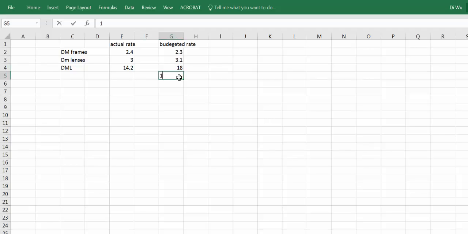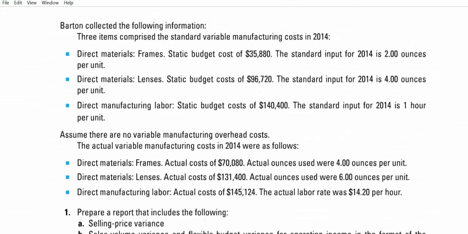We know that this is 1 hour per unit, correct? Per unit of output, 1 hour. How about this one? It's not a given. So what we do is we can divide the actual cost by the actual labor rate. Then you will figure out how many manufacturing labor hours. Then divide that by the actual units sold. Okay, so that's how you do that.